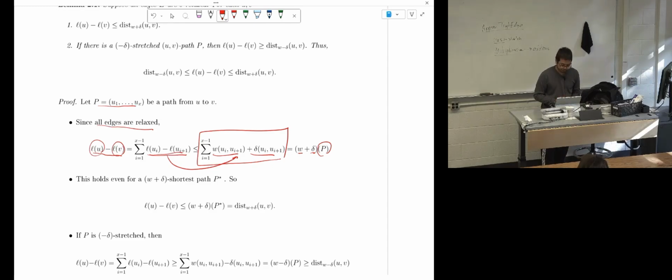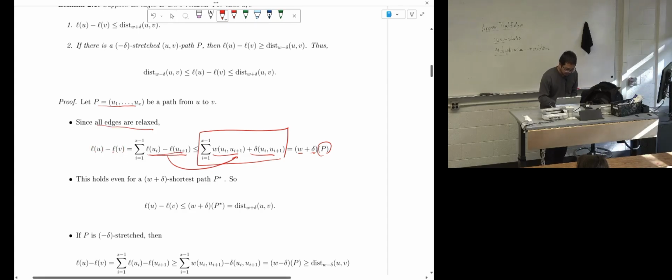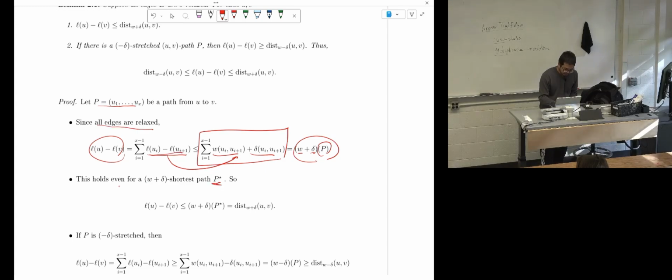Because this thing holds, this is at most this one, and it's true for the shortest path. Even for the W plus delta shortest path, which I mean the shortest path with respect to this weight. So it means that this is at most this, which is the distance in terms of W plus delta.